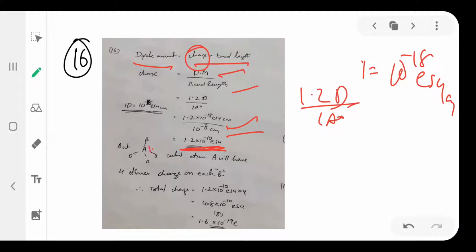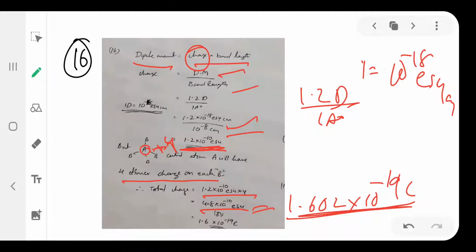But how many bonds does the central atom contain around it? 4 bonds. So the charge of one atom is 1.2 into 10 power minus 10 electrostatic units. Central atom A will have 4 times the charge of each B. So central atom A has 4 times the charge, plus 4. So 1.2 into 10 power minus 10 into 4. Then calculate its value: 4.8 into 10 power minus 10 electrostatic units, or it is equal to 1.602 into 10 power minus 19 coulombs. So the option is 4.8 into 10 power minus 10 electrostatic units or 1.602 into 10 power minus 19 coulombs.